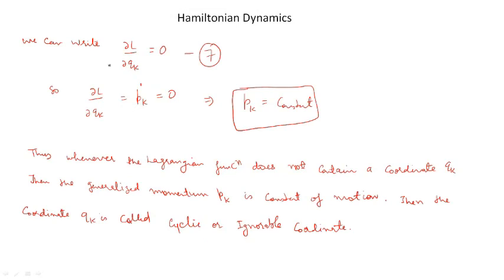Suppose the Lagrangian of a system does not contain a generalized coordinate qk, then you know that we can write del L over del qk is equal to 0. We also know that del L over del qk is equal to pk dot. That means pk dot will be equal to 0. That means pk is equal to constant. So when the Lagrangian of a dynamical system does not contain a coordinate qk, then the generalized momentum pk is a constant of motion, and here qk is called a cyclic or ignorable coordinate.